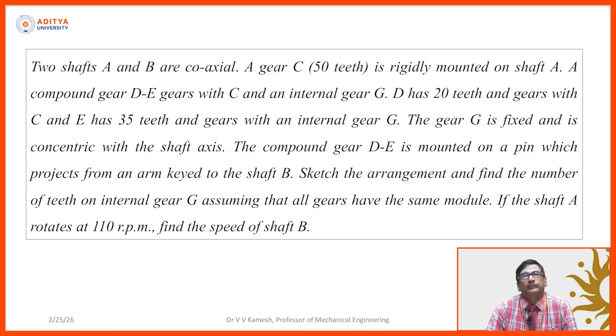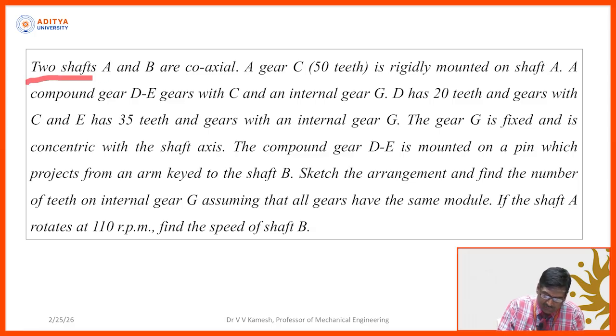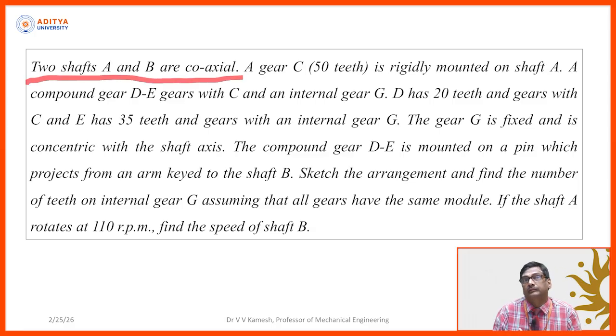Now look at the problem. The problem is given without giving the diagram. So, the problem has some ideas, not only with the compound gear train, but also with epicyclic gear train. Now, look at this, two shafts A and B are coaxial. So, A is there, B is there. So, this is gear A or shaft A and shaft B.